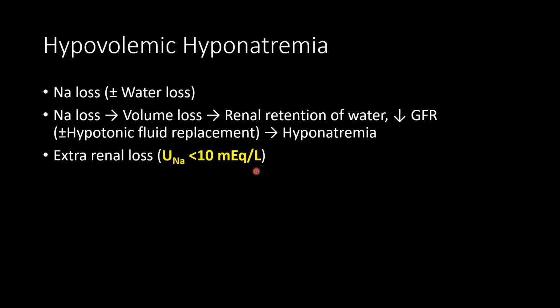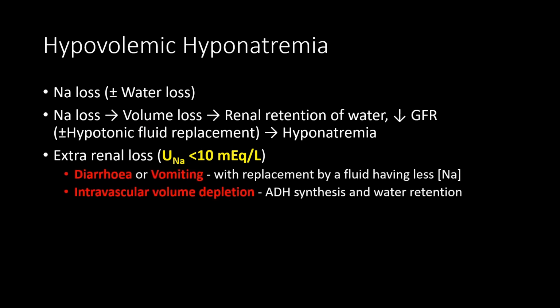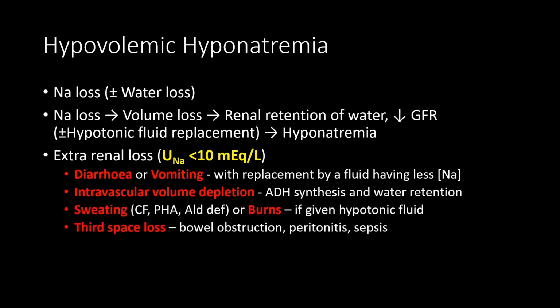So what are the extrarenal causes of sodium loss and water loss? Imagine sodium and water both are getting lost by the GI tract. So what may be the conditions? Diarrhea or vomiting, intravascular volume depletion, sweating, third space loss, and all those things. Now we discussed extrarenal loss. Now we'll come to renal loss.